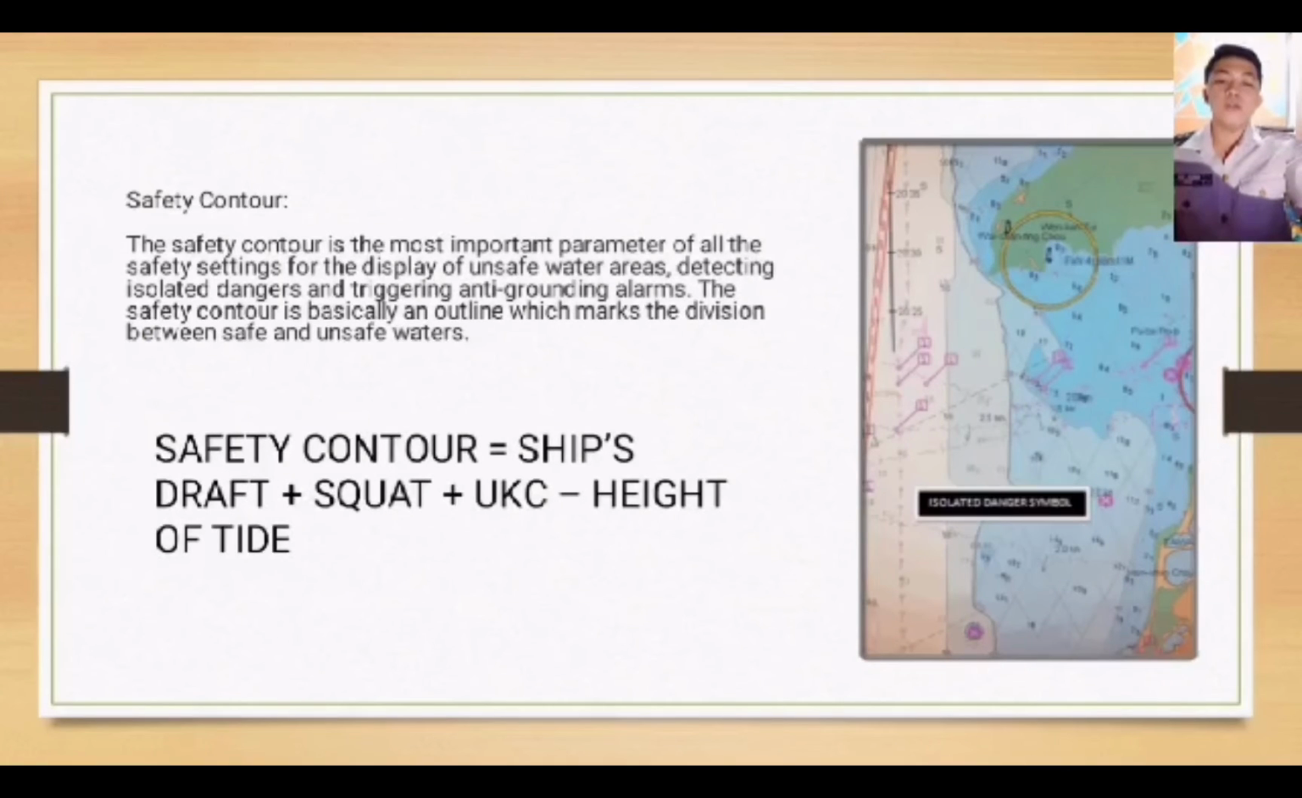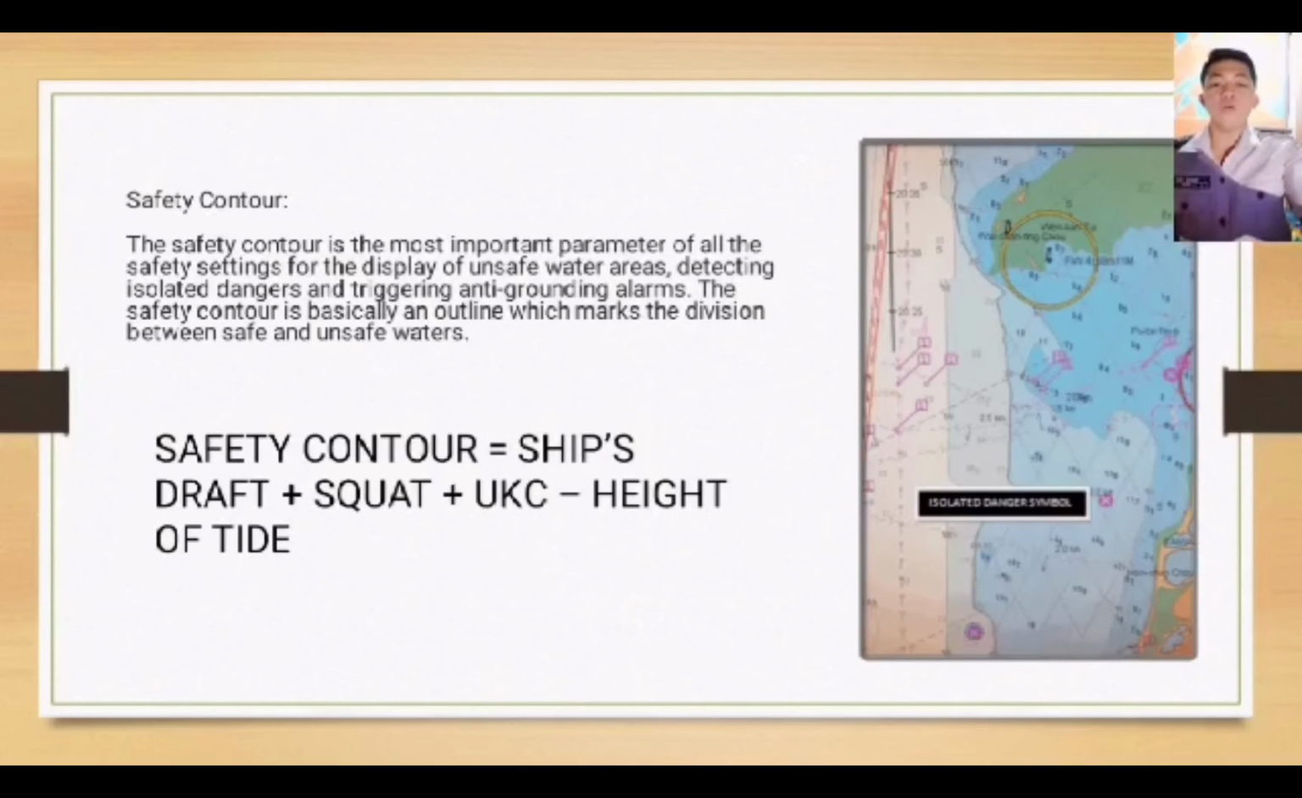So the safety contour is the most important parameter of all the safety settings for the display of unsafe water areas, detecting isolated dangers and triggering anti-grounding alarms. The safety contour is basically an outline which marks the division between safe and unsafe waters. The color blue is used to indicate the unsafe areas, while white or gray is used for the safe areas. The default safety contour, if not specified by the mariner, is set to 30 meters.